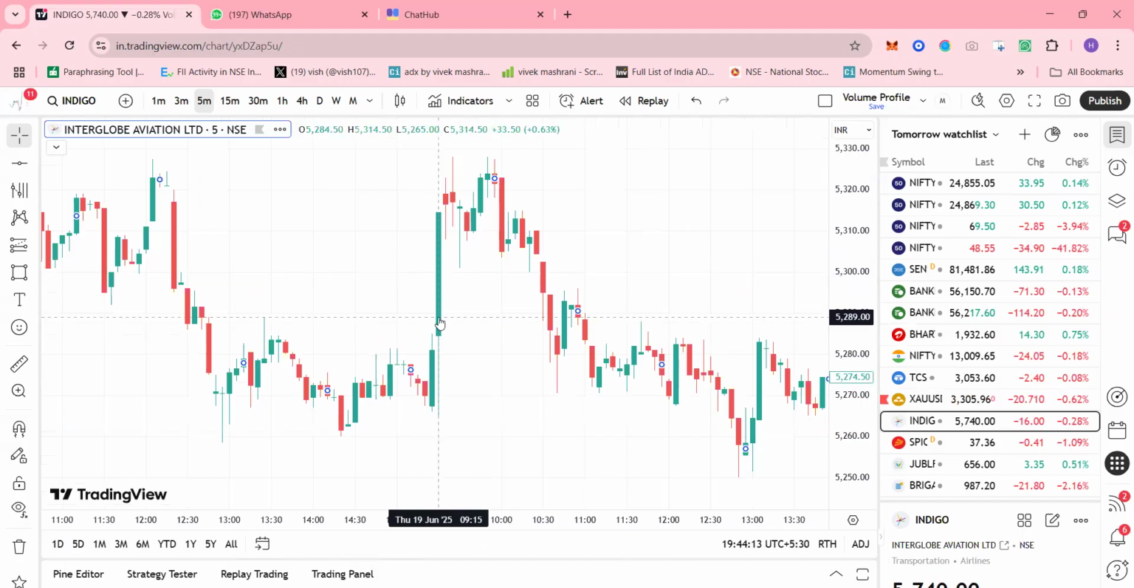The 19th looks like a high movement day, right? So first 5 minutes, what is the closing price? 5314 is the closing price. I'm also taking the 10 o'clock closing. What is the closing? 5305.